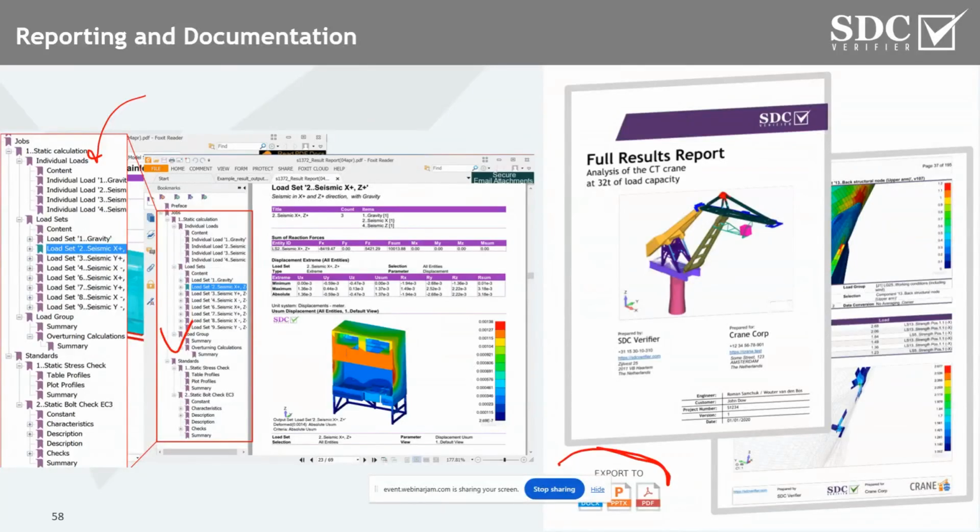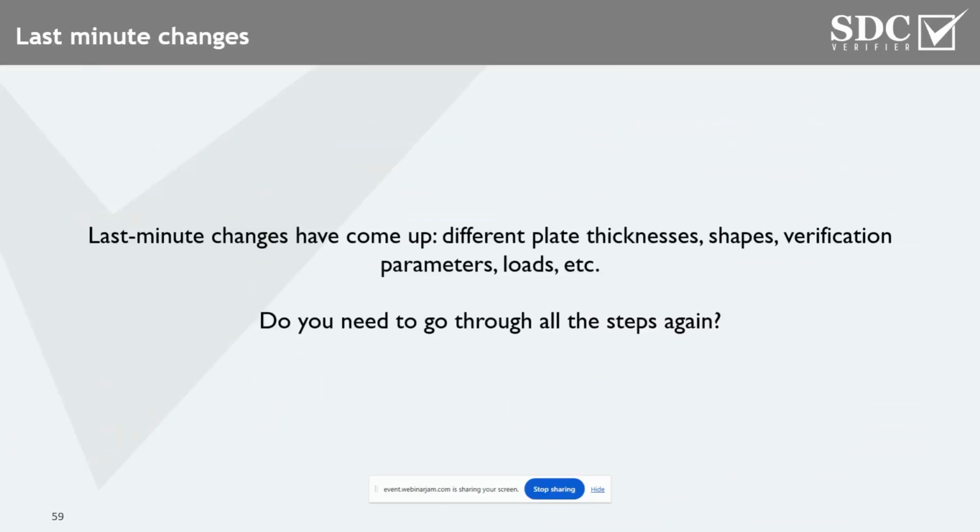So you did all the steps, and then you're happy. You approach the closure of the project, but then you get last-minute changes, and you need to change your plate thickness, shape, verification parameter, whatever you have. And the question is, do you need to go through all the steps again?